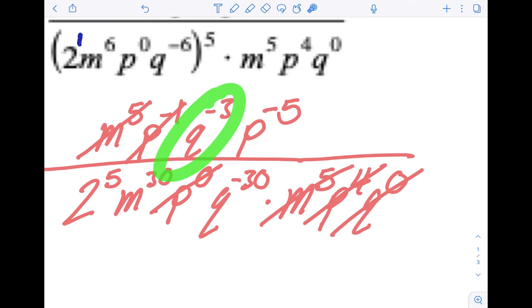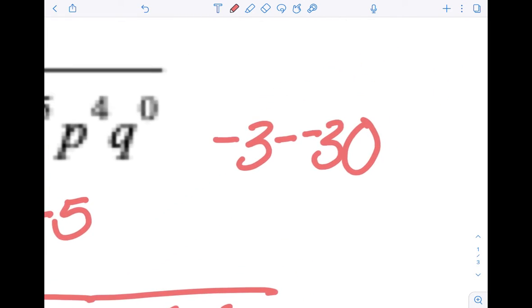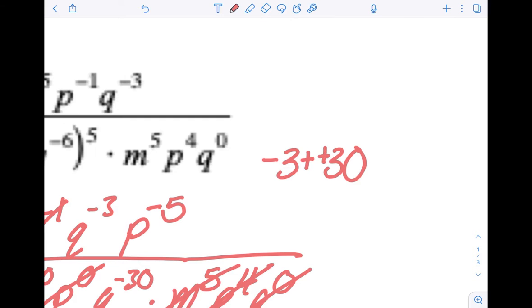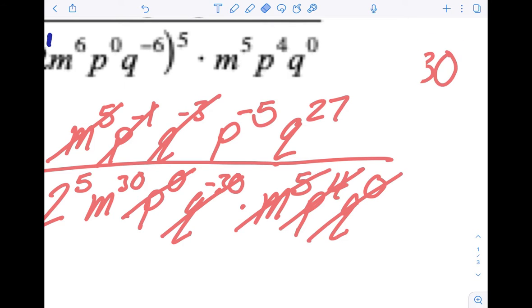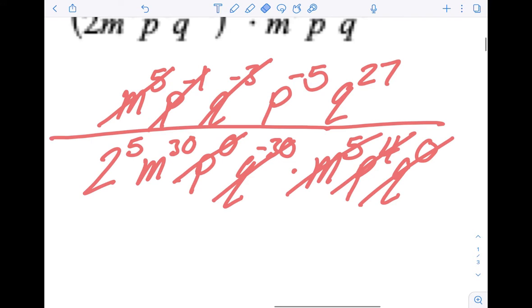Well, I have q to the negative 3 and q to the negative 30. So negative 3 minus negative 30. And we remember that minus minus makes a plus. So I'm left with 30 minus 3 is 27. So this gives me q to the positive 27 because 30 is bigger and 30 is a positive. Let me erase that. So what am I left with?